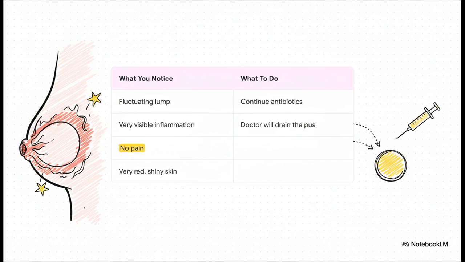Now, phase 3 is a weird one, and this is where it gets a bit counterintuitive. The lump is now very obvious, and when you touch it, it feels like it has liquid moving inside. It fluctuates. The skin is very red and shiny, but here's the crazy part. The pain is gone. This doesn't mean it's better. It means the abscess is mature and ready to be drained.